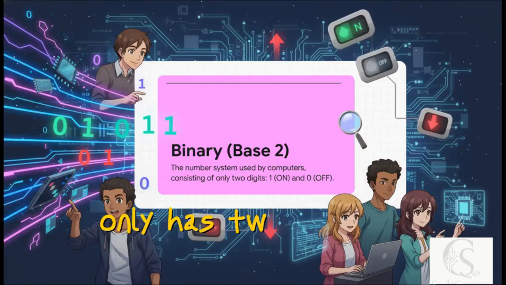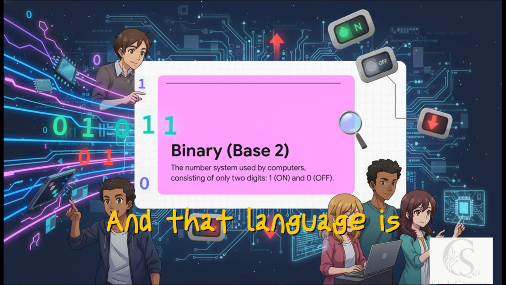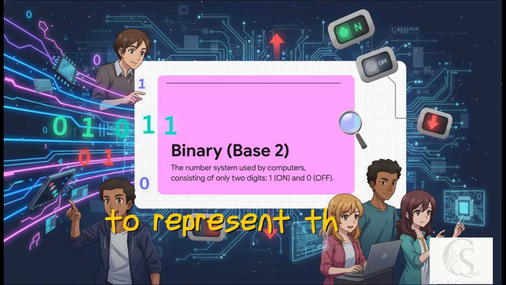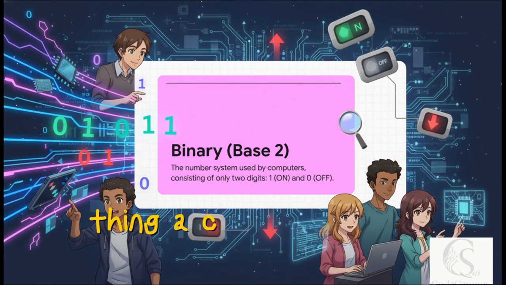And if your hardware only has two states, you need a language with only two symbols. And that language is binary. We just decided to represent the on state with a 1 and the off state with a 0. Every single thing a computer does, every letter you type, every pixel on this very screen has to be translated into a long string of these ones and zeros for the hardware to have any idea what's going on.